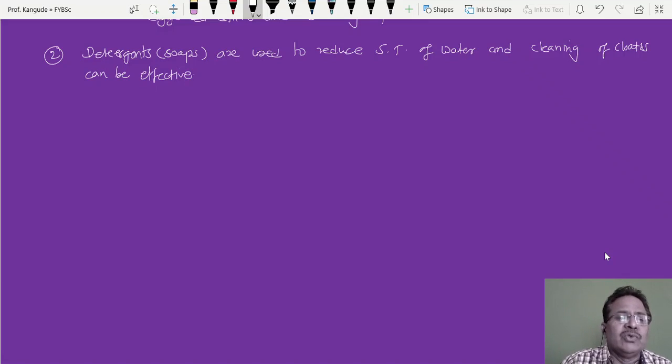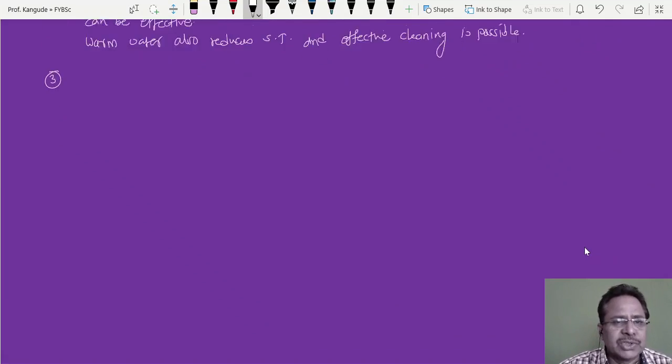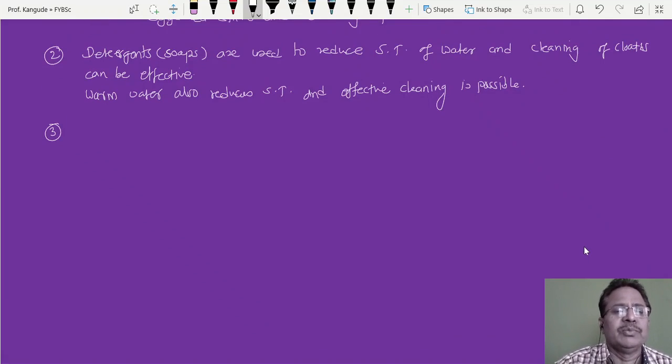One more application: sometimes we can use warm water. Warm water also reduces surface tension, and effective cleaning is possible. Of course, there are several lines given in the textbook. We are not writing everything. So detergents, soaps, and other types of materials can be used for this type of effective cleaning, because there is a large reduction in the surface tension, and that is the case here.